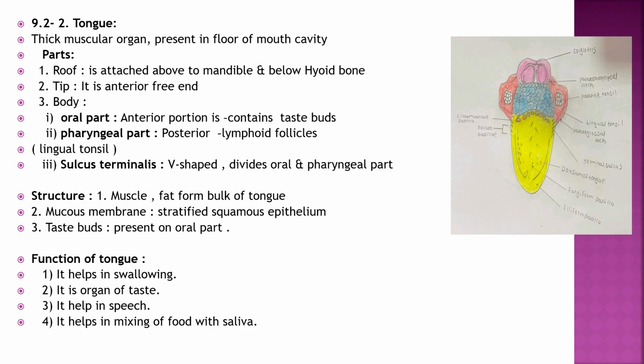The second sensory organ is the tongue. It is a muscular organ present in the oral cavity. It has parts like the root, tip and body. The front portion of the body is called the oral part, which contains taste buds, and the posterior portion is called the pharyngeal part, which contains lymphoid tissue, that is the lingual tonsil. The sulcus terminalis is a V-shaped groove which divides the oral and pharyngeal parts. The tongue helps in swallowing, is the organ of taste, helps in speech, and helps in mixing of the food with saliva.